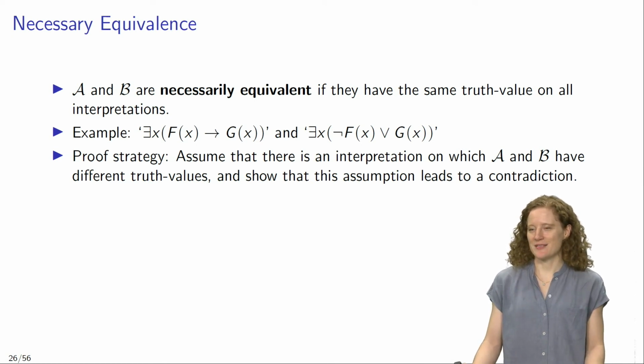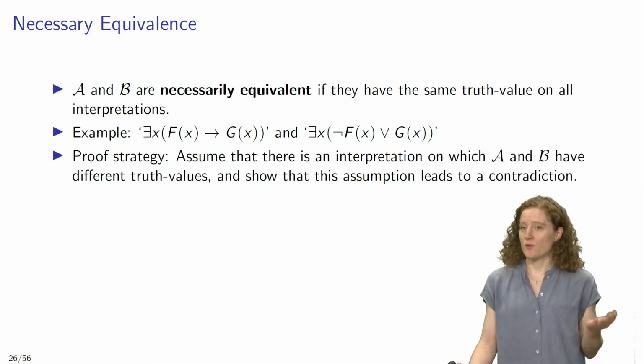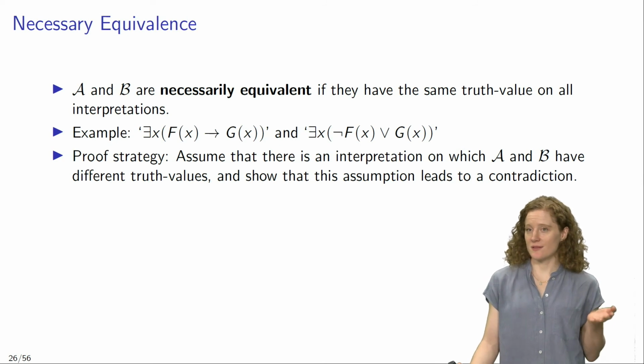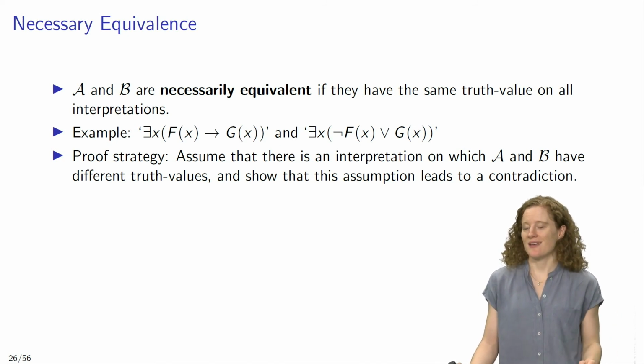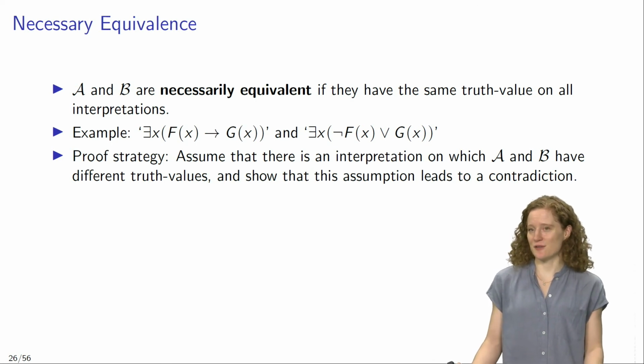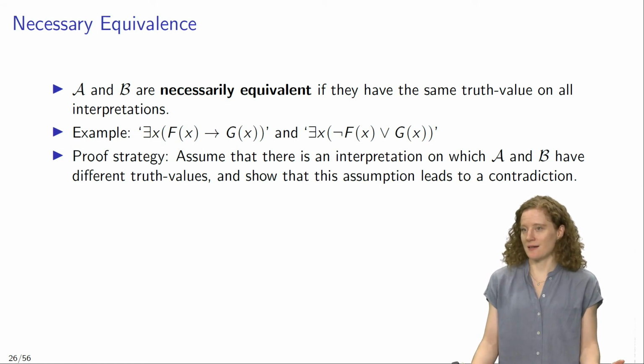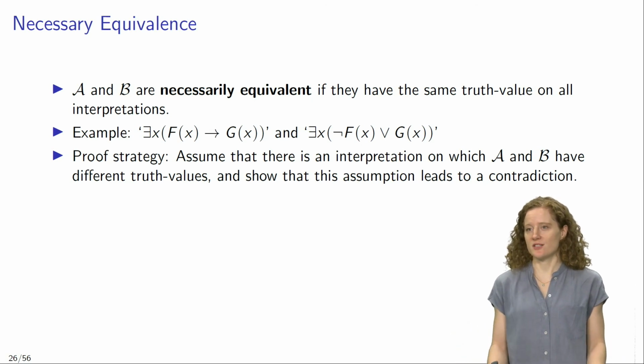And we are going to see in the next video how you can show that these two sentences are necessarily equivalent. Our proof strategy is going to be this. We are going to assume that there is an interpretation on which the two sentences have different truth values, and we are going to show that this assumption leads to a contradiction, licensing us to infer that they have the same truth value on all interpretations.